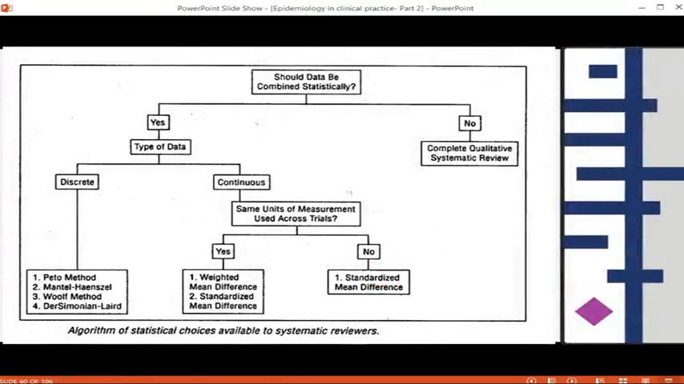And suppose you have continuous data like weight, mean weights and standard deviation for the weight. You've got to look at, do all the trials measure this in the same unit? So if some trials give you weight in kilograms, and another trial gives you weight in pounds, you'll have to convert it to one common measure. And if you do that, then you just look at the mean difference, the weighted mean difference. And the weights here are based on the width of the standard deviation. If you've got a very wide standard deviation, that trial gets less weight. If you've got a very narrow standard deviation, that trial gets more weight.